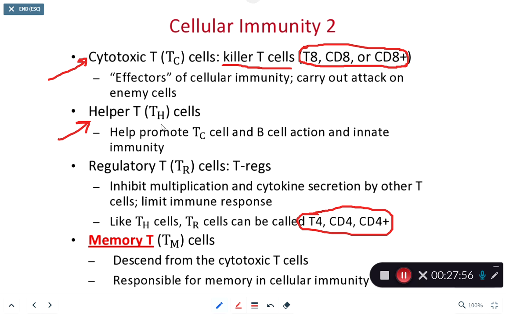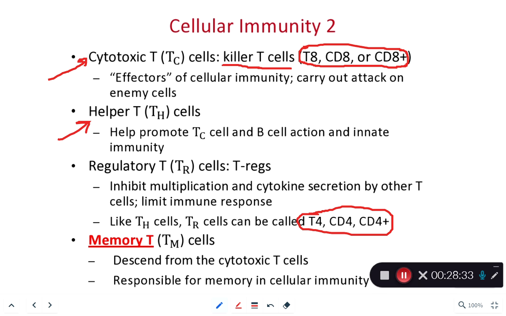As we look at our helper T cells, or T sub H cells, these are going to be the coordinator, or the CEO, or the planner of our immune system. They are going to run around and activate a bunch of other cell types. Helper T cells directly do not kill off any intracellular antigens. But a helper T cell does upregulate the activity of other T cells, and it will also upregulate the activity of other macrophages and upregulates the activity of other B lymphocytes as well.